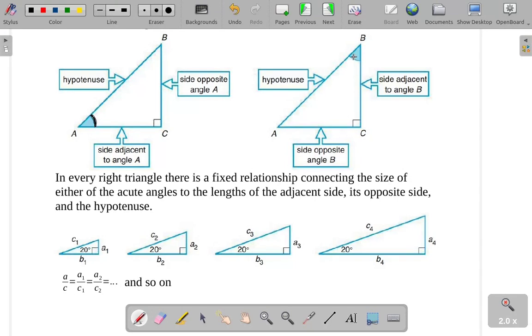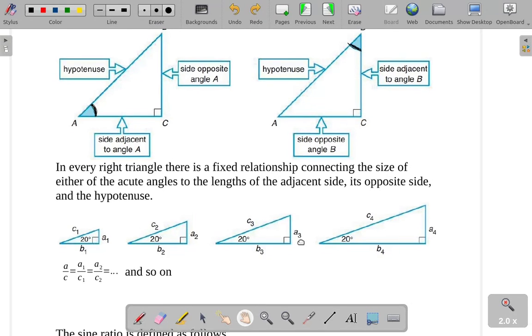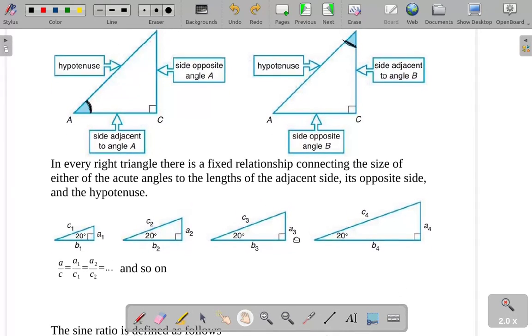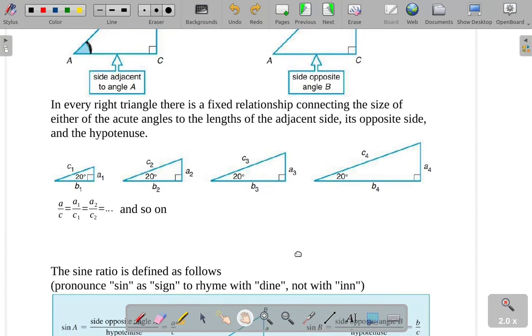Similarly, you could describe everything in the right triangle using this other angle as the reference. You could say the side that's opposite angle B, which is this one down here, the leg that's adjacent to angle B, which is this one here, or again the hypotenuse. That's not really using B as a reference angle at all, it's just the hypotenuse.